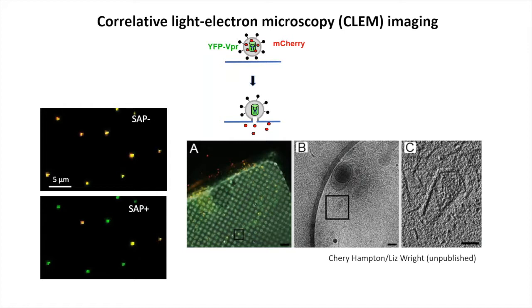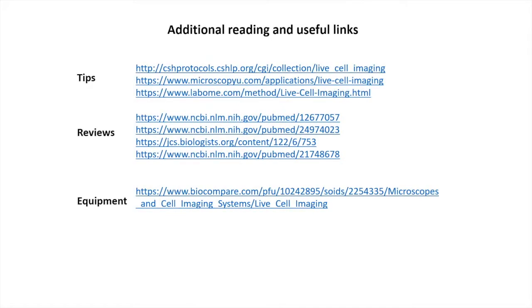So you could see that this guy turning green, releasing cherry content, is a marker for fusion. You could find these particles on an EM grid and then zoom in and do cryo-electron tomography and hopefully find early post-fusion intermediates and capsid, which Francis will also introduce in more detail. And those are additional links that you could check out for tips for live cell confocal microscopy, some review articles, and some review of equipment.